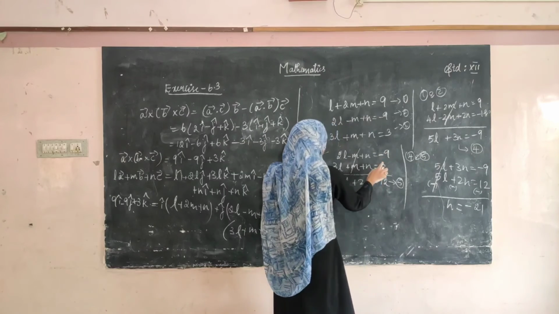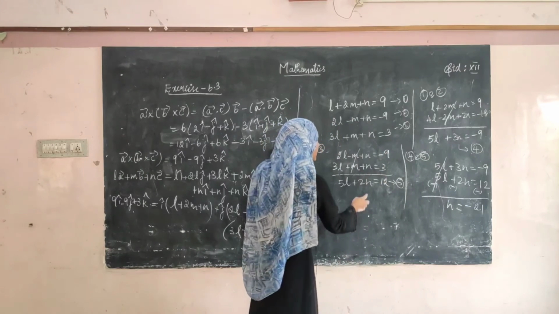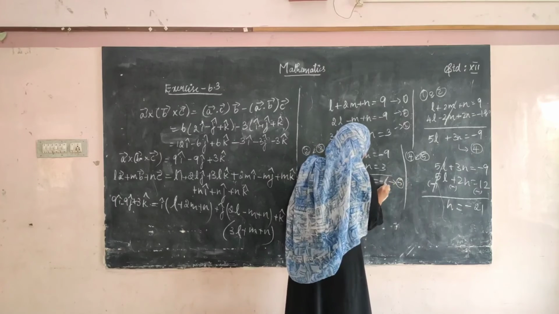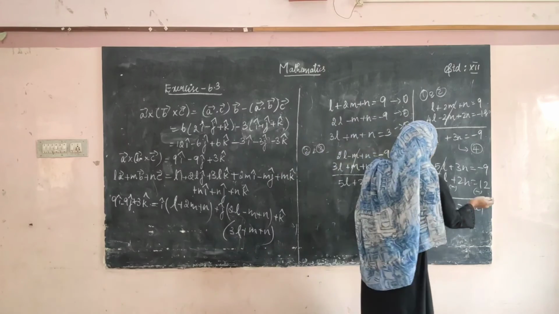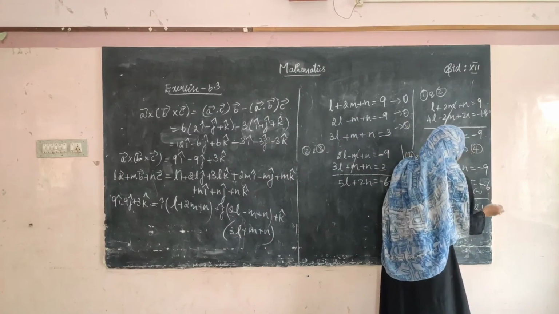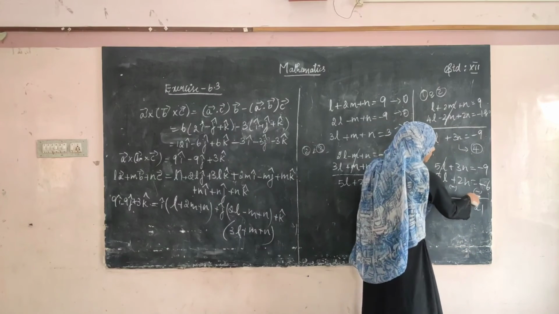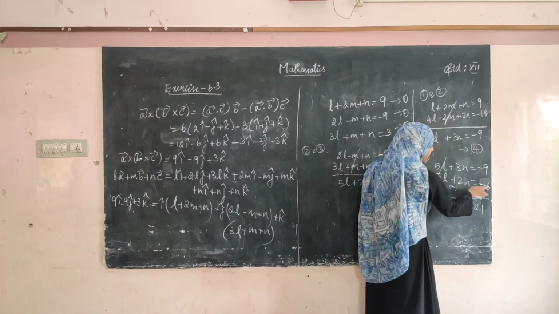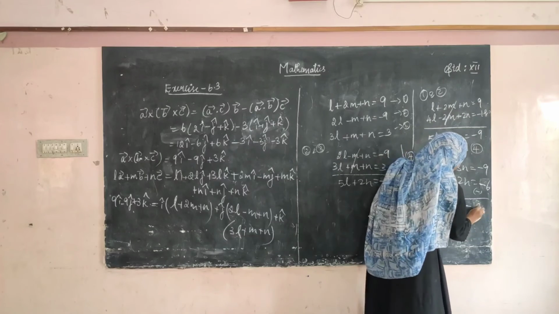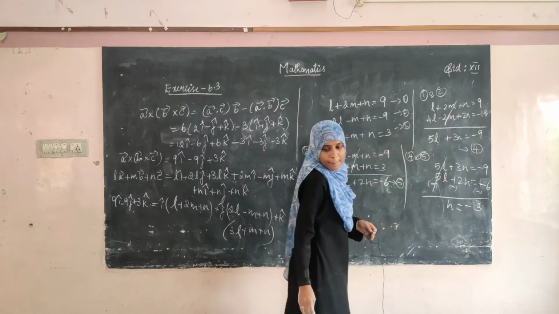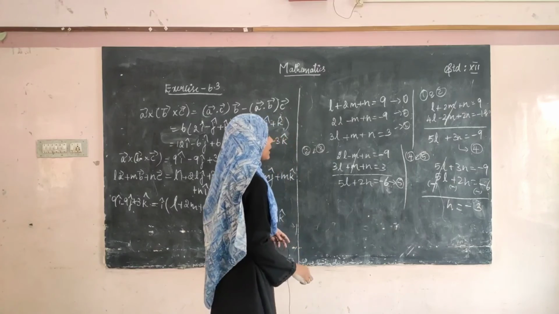Minus 9. So what's the answer here? So minus 9 plus 3 is minus 6. So this will be minus 6, right? So we are going to minus here, so it becomes plus. Minus 9 plus 6 is minus 3. So the answer of n is minus 3. Okay, we got the value of n.